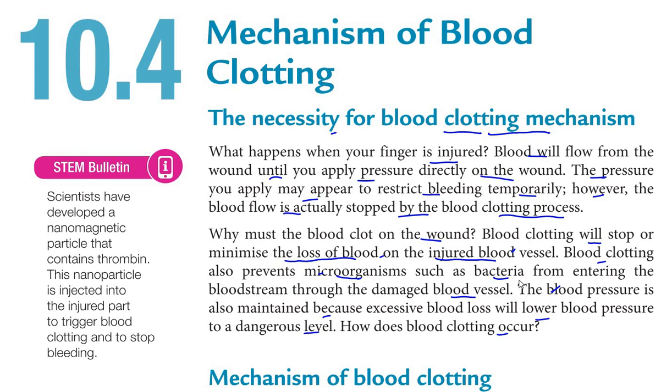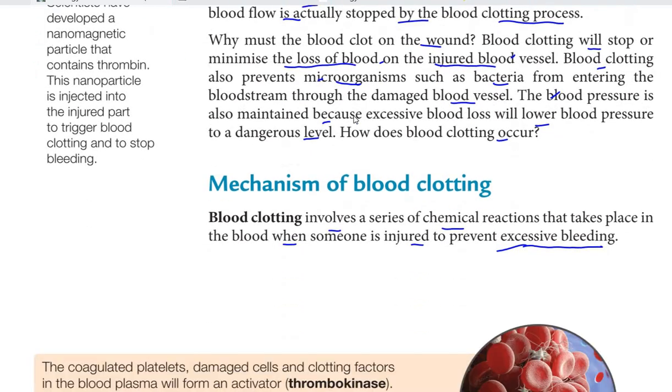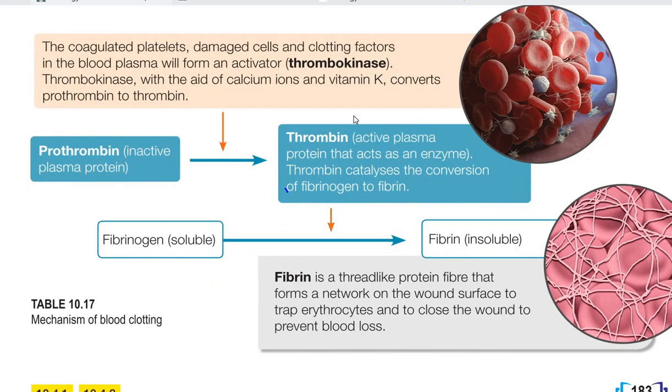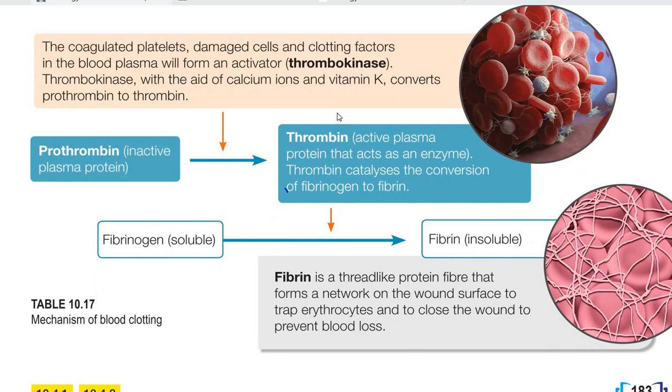Okay, now let us move on to the next: mechanism of blood clotting. Blood clotting involves a series of chemical reactions that take place in the blood when someone is injured to prevent excessive bleeding. So this is the keyword. Why does blood clotting occur? Because we need to prevent excessive bleeding. So we read this first, then I will explain by using a simple chart so that you can understand.